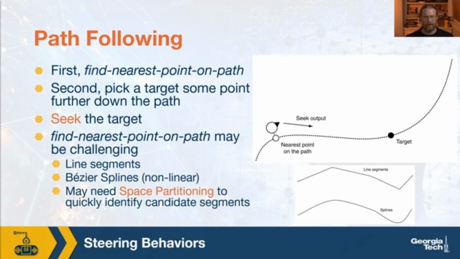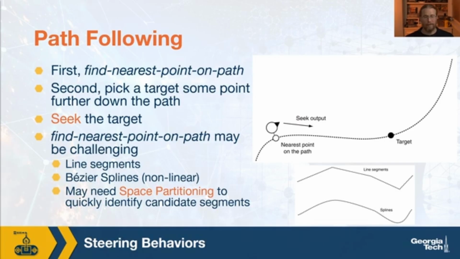Once we have identified that nearest point, we can pick some point a little further down the path, but maybe based on a velocity in time or some fixed distance, and that would actually be what we steer towards. So a lot of the complexity of this implementation really lies with how we've defined our path and the equations that we use for determining the distance to the path, and the space partitioning that we likely would want to use for anything but a simple example.